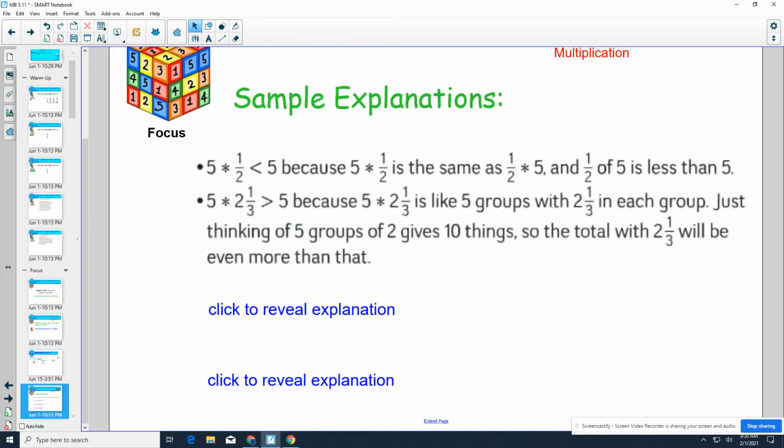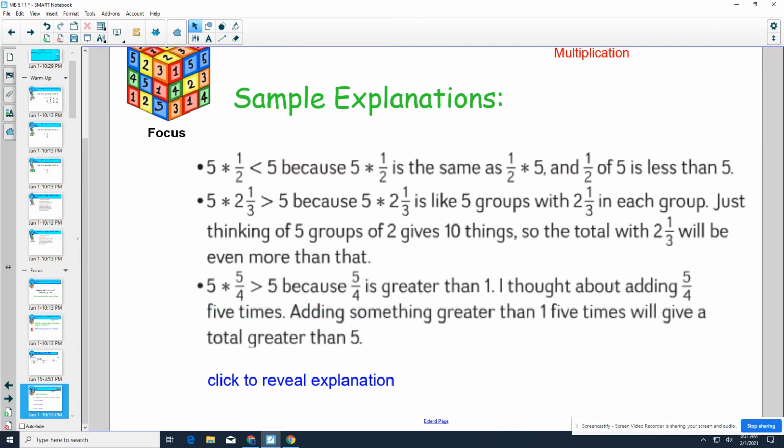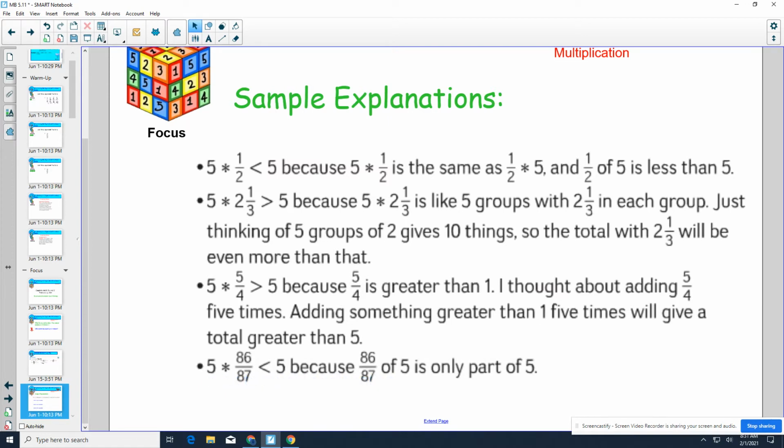5 times 2 1/3 is greater than 5 because 5 times 2 1/3 is like 5 groups with 2 1/3 in each group. Just thinking of 5 groups of 2 gives 10 things, so the total with 2 1/3 will be even more than that. Then 5 times 5/4 is greater than 5 because 5/4 is greater than 1. We talked about that. And then 5 times 6/7 is less than 5 because 6/7 of 5 is only part of it, right?